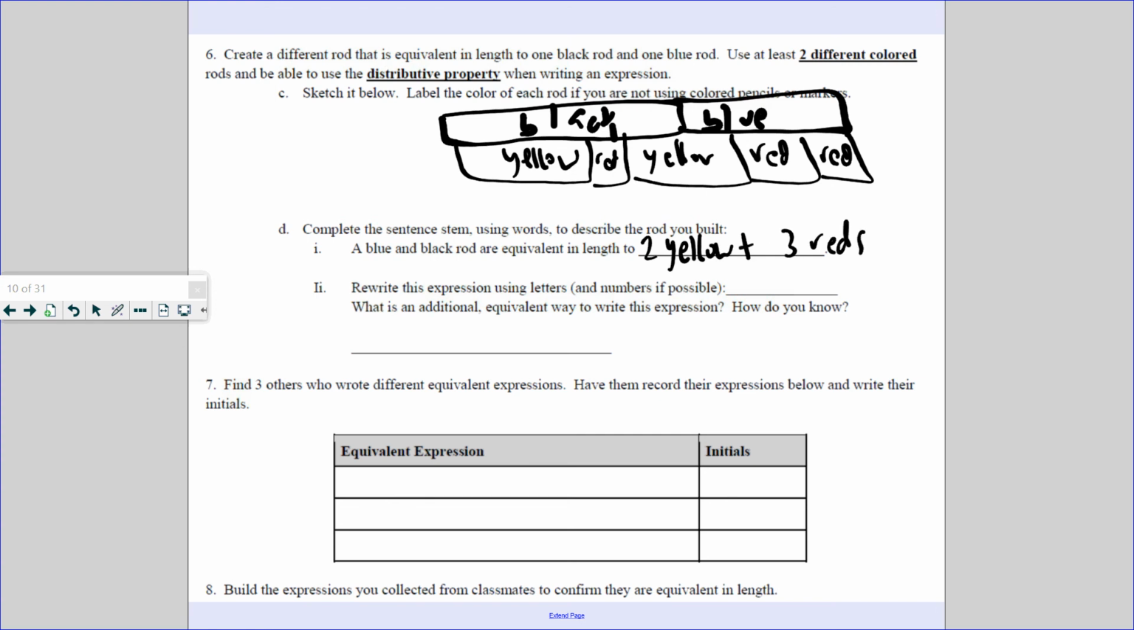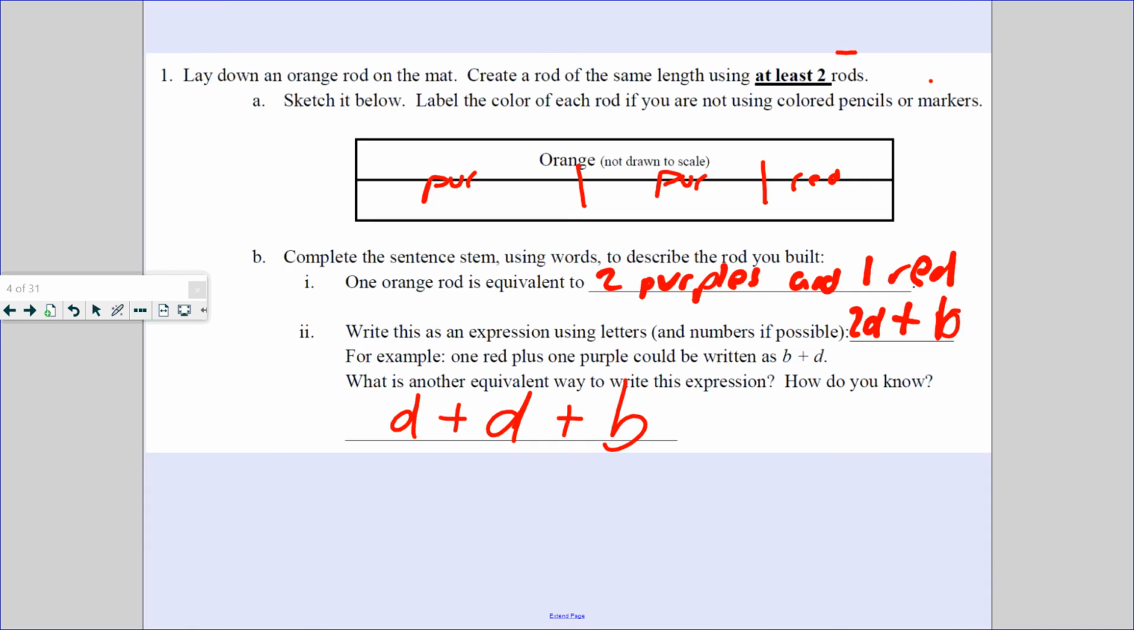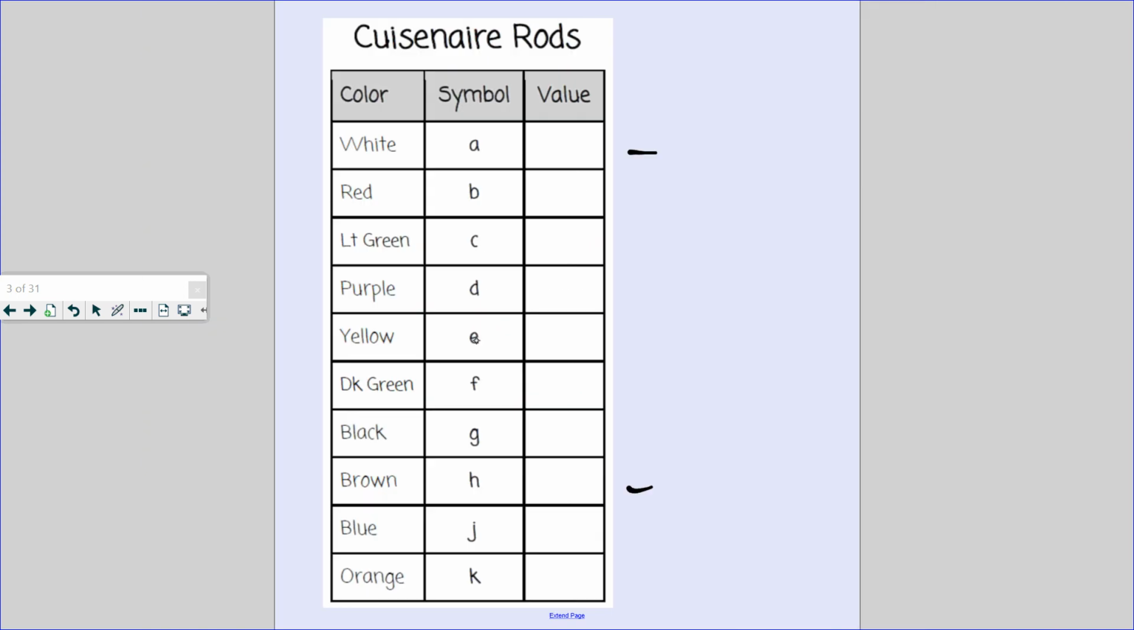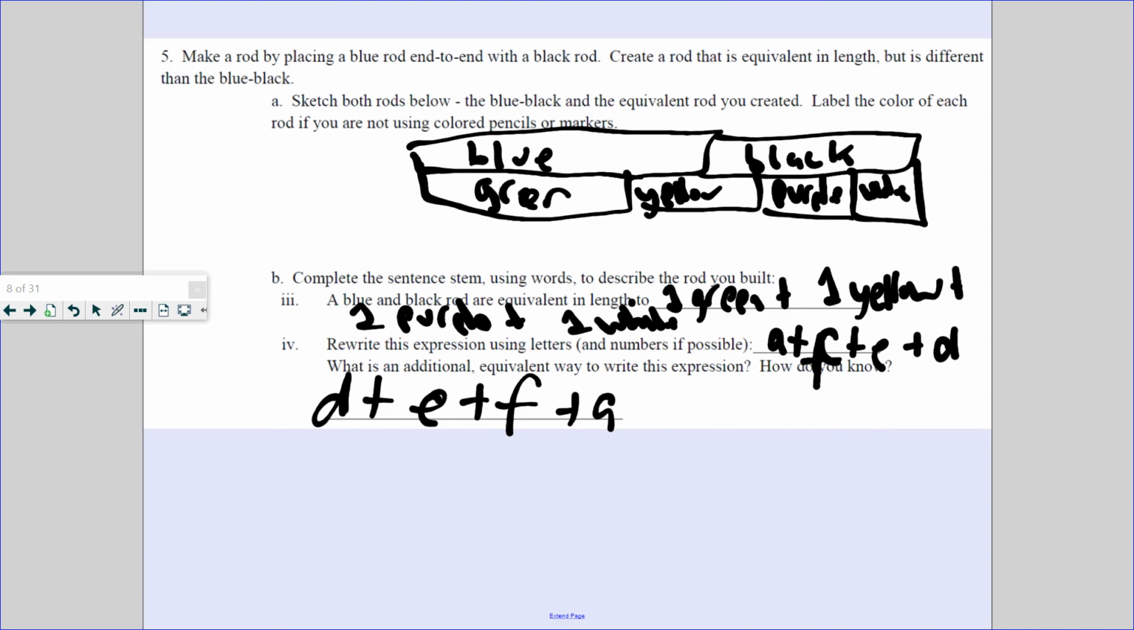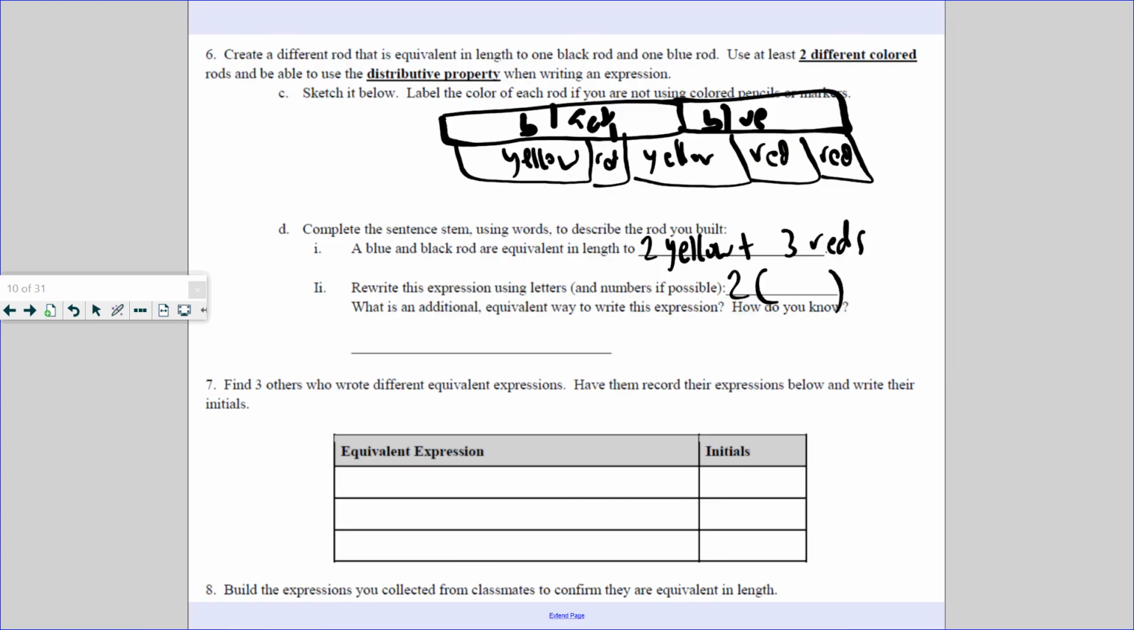So how would I write this using the distributive property? Well, it's two groups of yellow plus red. So what is the yellow and red? Yellow was E, red was B, E, B. So E plus B, so two groups of yellow plus red plus a red, E. So that's how I do it.